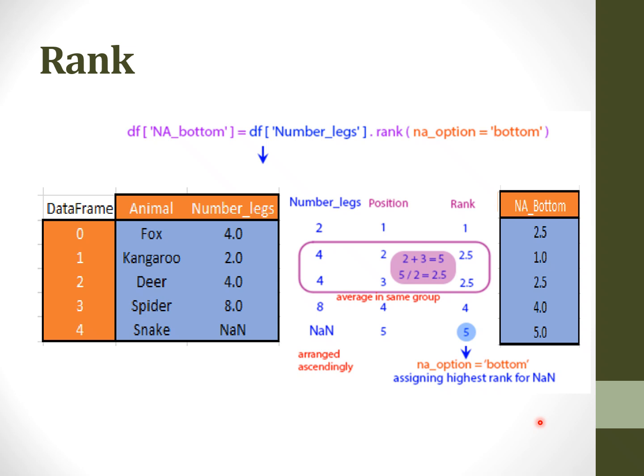Okay, so if you give the NA option, if it is not a number, then you assign the bottom value. What is the bottom value? Bottom value means highest rank. So that rank you have to assign for NaN. In this case, for NaN, your position value is 5, hence the rank value also will be 5. So rather than leaving NaN here, you are assigning 5. This is the use of this particular option: if it is a NaN, you assign the highest or bottom value.